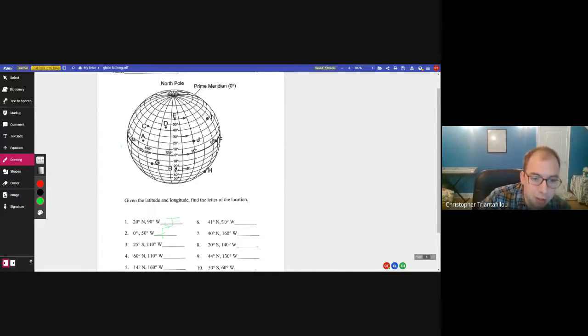25 degrees south, it's 110 west. So 25 degrees, halfway between 20 and 30, and 110, here's 120, here's 105, there's 110, so it's B. 60 degrees north, 110 west. So the same longitude as B, except we're going to go up all the way to 60 degrees. And there it is, E.